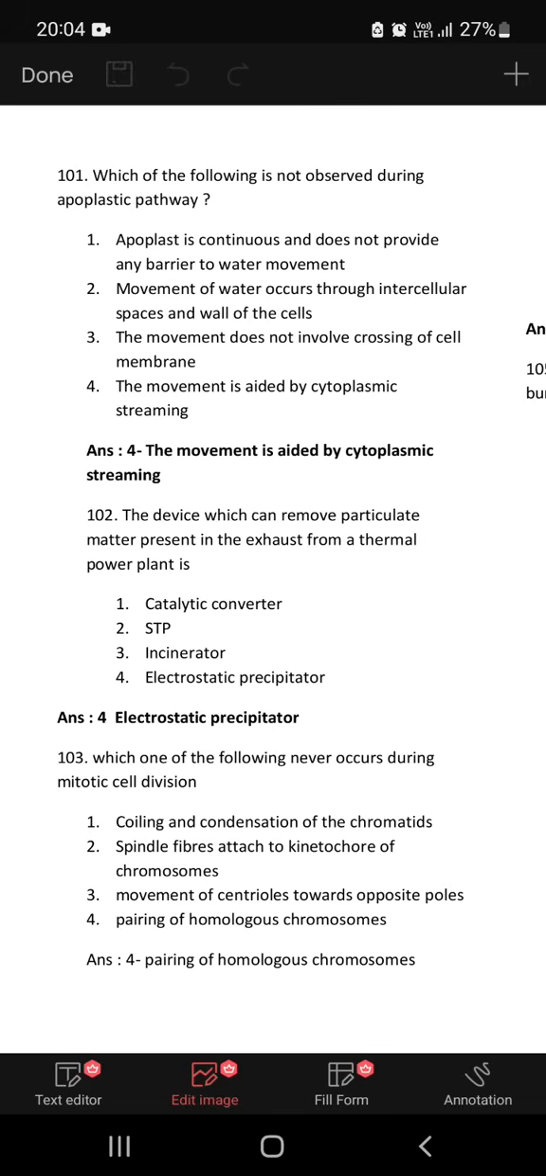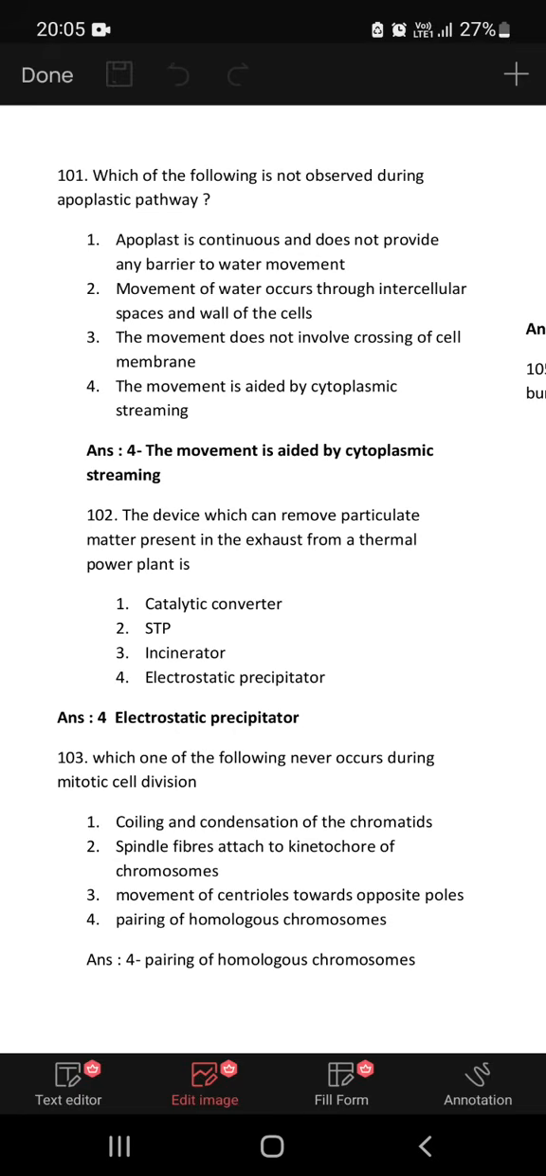The second question that we have is: the device which can remove particulate matter present in the exhaust from a thermal power plant is, is it catalytic converter, STP, incinerator, or electrostatic precipitator? It is a thermal power plant, not a vehicle. Catalytic converter is found in the case of vehicles. So the right answer is electrostatic precipitator.